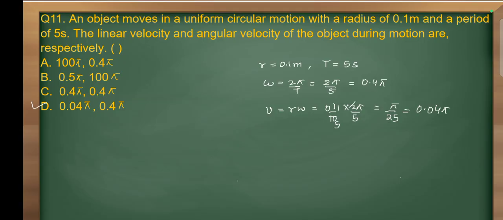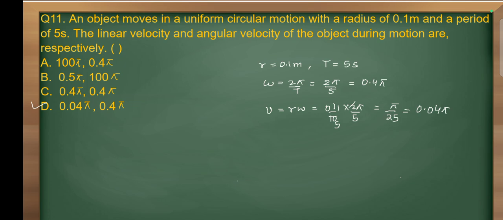In today's video, we solve a previous year question from January 2026 physics exam. So, let's get started with question number 11. An object moves in a uniform circular motion with a radius of 0.1 meter and time period of 5 seconds. The linear velocity and the angular velocity of the object during motion are respectively.